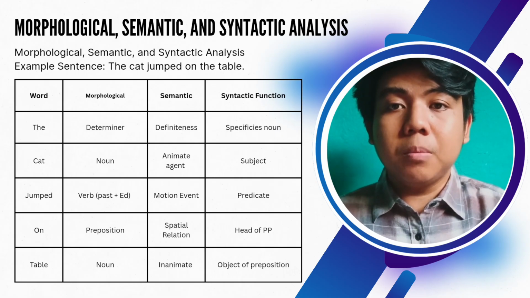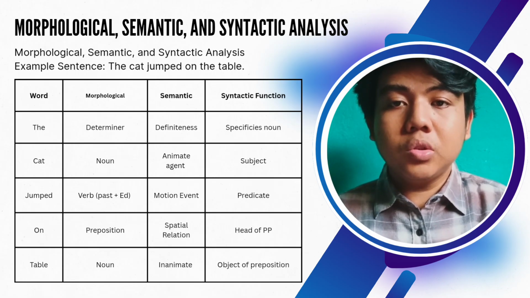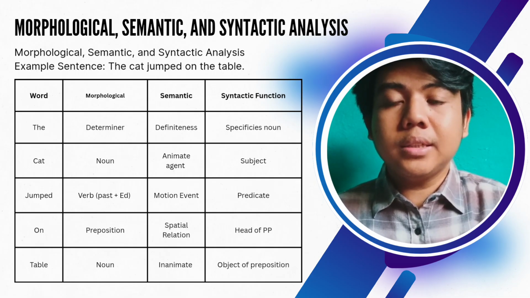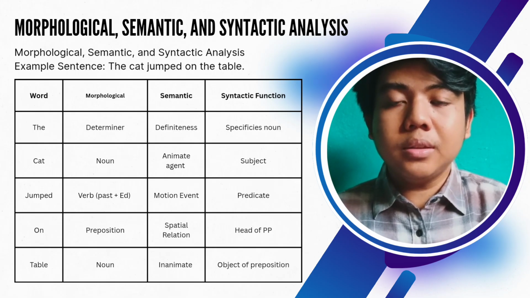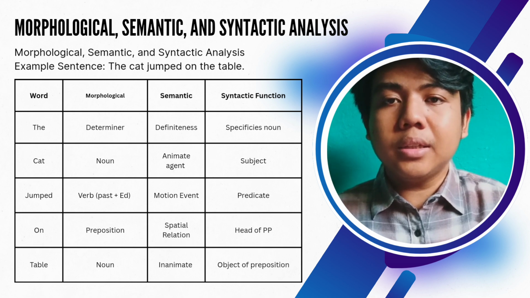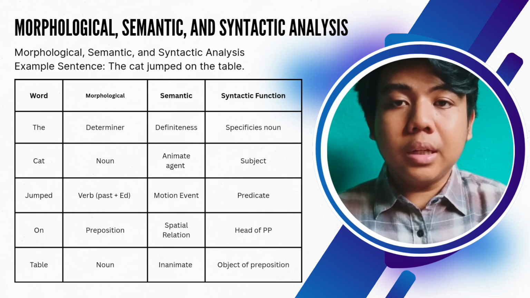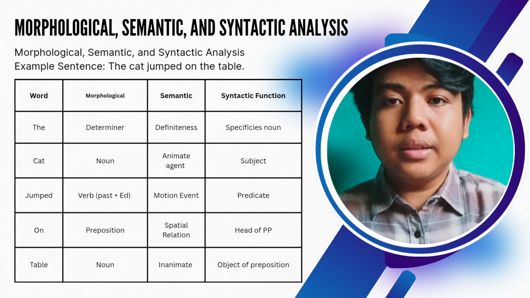So the next is about the morphological, semantic, and syntactic analysis of a sentence. I chose the sentence: the cat jumped on the table. Here each word is analyzed from three aspects. The first one, the word the. Morphologically, it's a determiner. Semantically, it shows definiteness. And syntactically, it specifies the noun. And the word cat, morphologically, it's a noun. Semantically, it represents an animate agent. Syntactically, it functions as the subject.